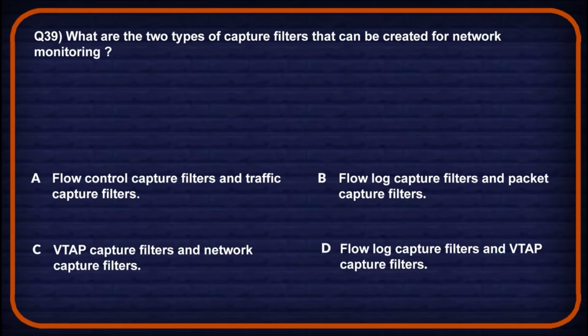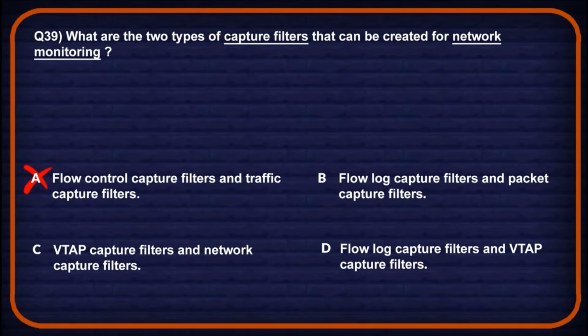Okay, let's look into question number 39. What are the two types of capture filtering that can be created for network monitoring? Okay, let's look into the options. Option A, flow control capture filters and traffic capture filters. This does not validate OCI terminology. These filter types do not exist. So option A is not a correct choice.